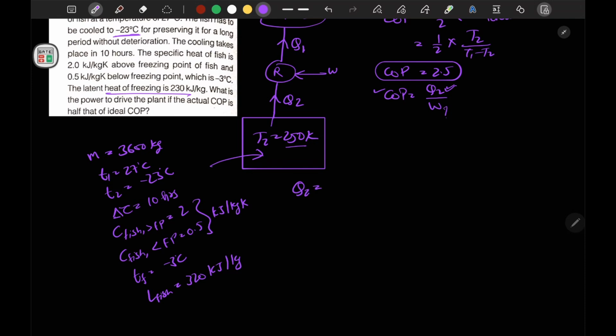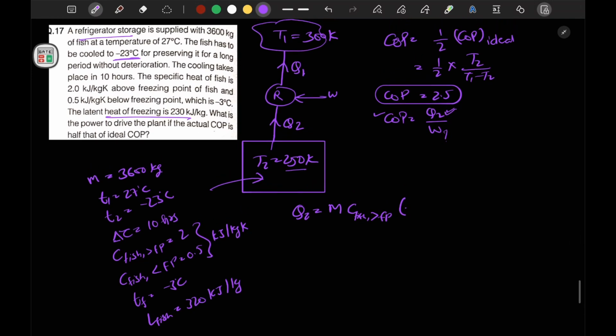Q2 is equal to, so fish is supplied at 27 degrees Celsius, so a mass of fish into C of fish for greater than freezing point, since initially it was not at freezing point, into delta T. Delta T is our final temperature, minus 3 degrees Celsius, minus initial temperature, or we can write it as the temperature difference. Our initial temperature was 27 degrees Celsius, minus final temperature of minus 3 degrees Celsius. So this heat, plus M of fish into latent heat of fish.